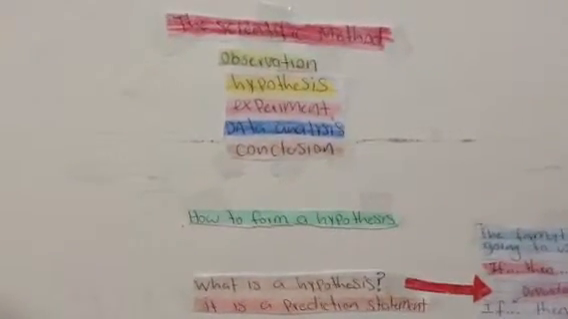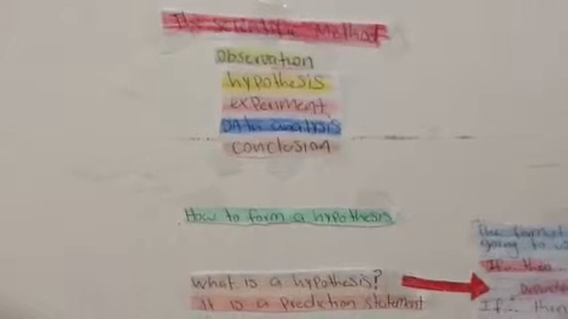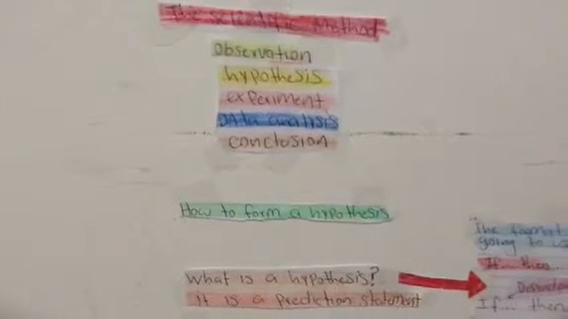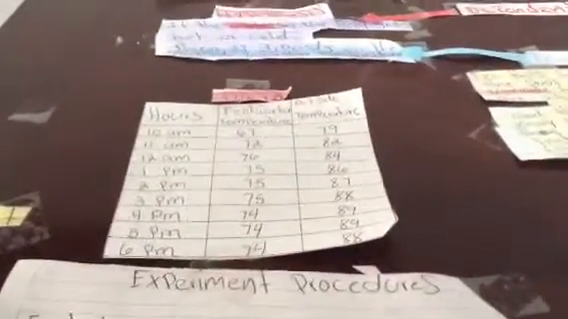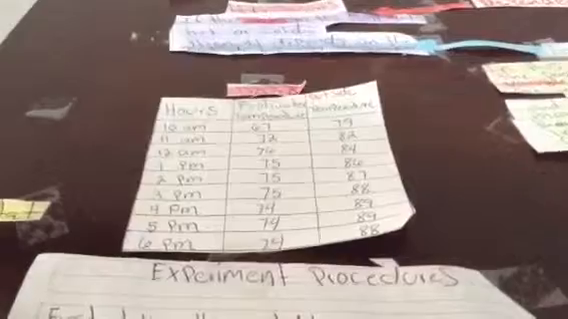Let's go back to our scientific method. So observation, hypothesis, and experiment. Okay, so data analysis, experiment. So I'm going to create my data analysis, or data. This is what the data will look like.